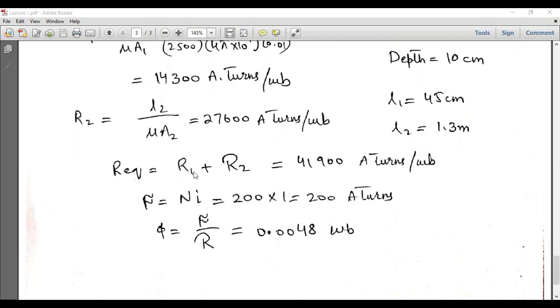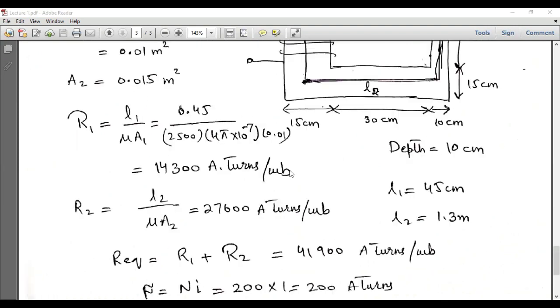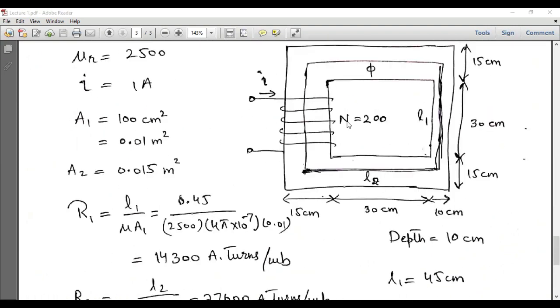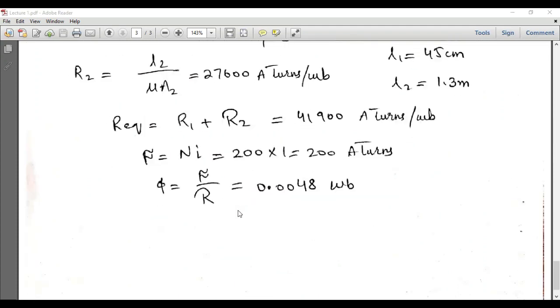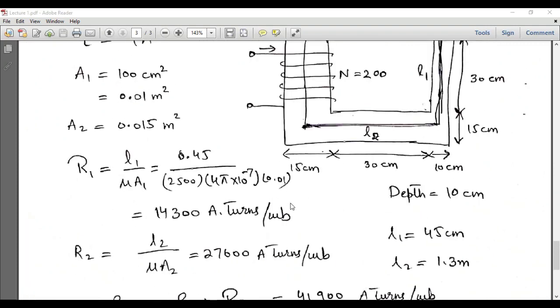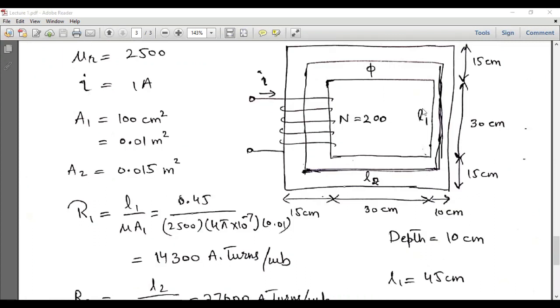Now the equivalent reluctance will be equal to R1 plus R2, and this will be equal to 41,900 ampere turns per Weber. Since the same flux is flowing through all four legs, they are considered to be connected in series, so their reluctances are added. Now we will calculate the MMF, which is number of turns times current. So it is 200 ampere turns, and the total flux can be calculated as MMF divided by the reluctance. This is equal to 0.0048 Webers. This was the objective of this problem, to calculate the flux flowing through this closed core.